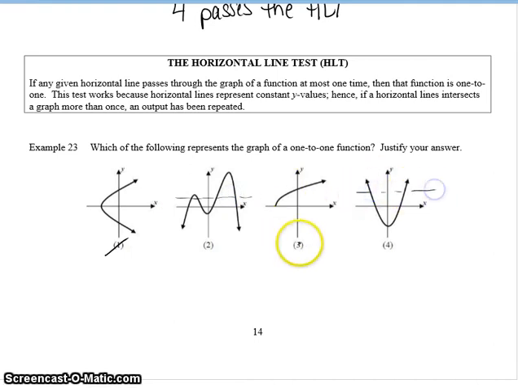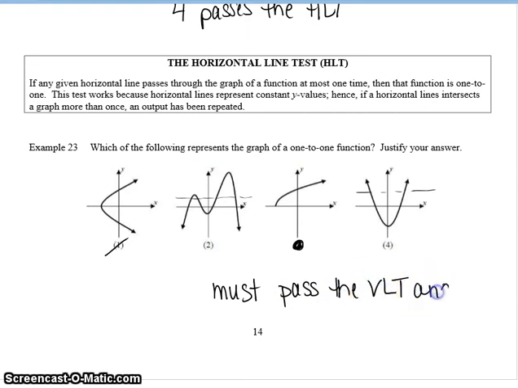This one right here is going to fail. So this one passes the vertical and the horizontal line test. So it's choice 3. Okay, so I'm going to write must pass the VLT, vertical line test, making it a function, and the horizontal line test to make it a one-to-one function.